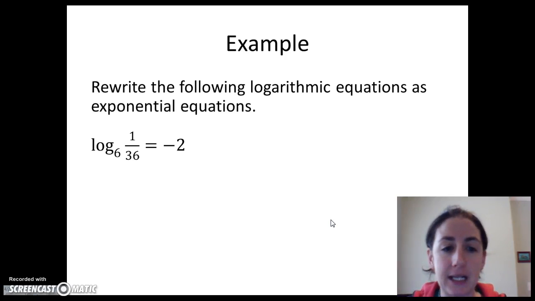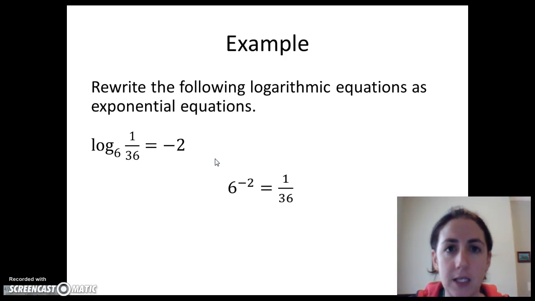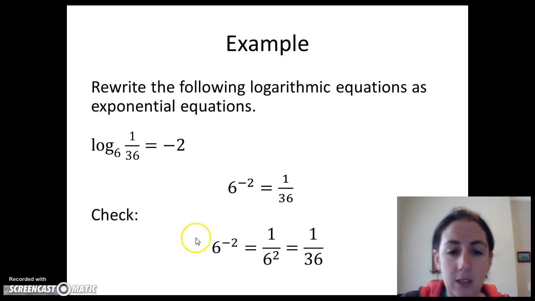So if we had log base 6 of 1/36 is equal to -2, the base of the logarithm is going to be the base of the exponential function. What your logarithm is equal to is the exponent, and what you're taking the logarithm of is the result. So we would rewrite that as 6 raised to the -2 power equals 1/36. The nice thing about writing it in exponential form is you can check your answer. We can take 6 and raise it to the -2 power. So remember, raising to a negative exponent, you have to get rid of the negative exponent first, bring it down to the denominator, and then 1/6 squared is in fact 1/36.